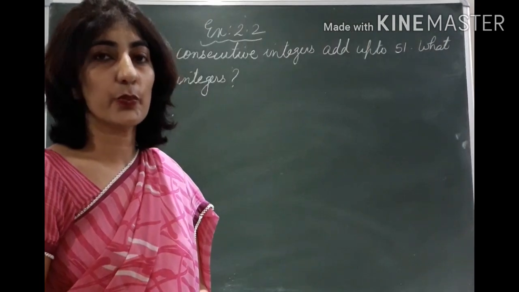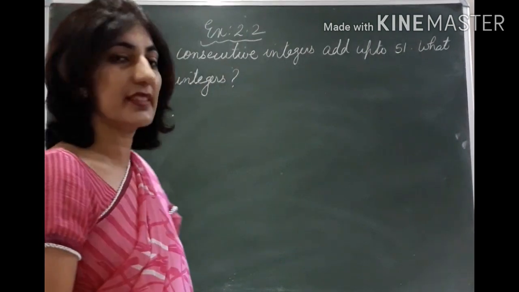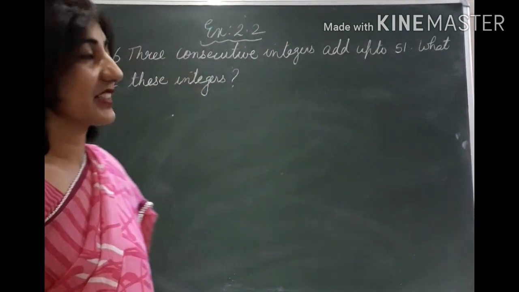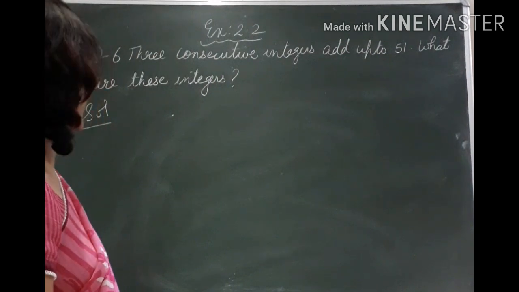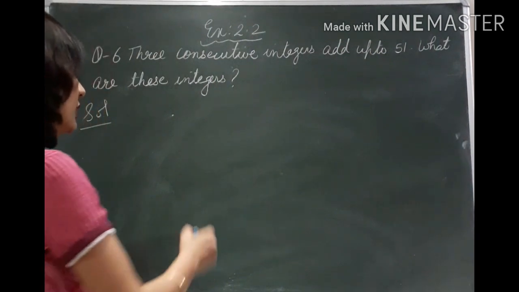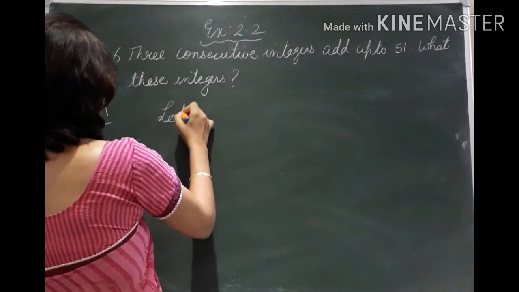Starting with exercise 2.2, today we will do question number 6 to 10. Question number 6: 3 consecutive integers add up to 51. What are these integers? So let the integers be consecutive integers.